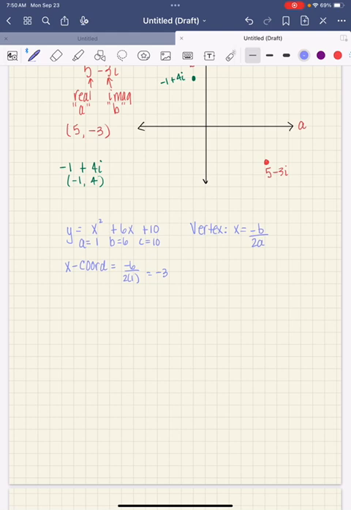All right, and then to find the y coordinate, I am going to plug in. That's going to be negative 3 squared plus 6 times negative 3 plus 10. So that's going to be 9 minus 18 plus 10, which is negative 9 plus 10, which I believe is 1. So the vertex of this parabola is negative 3, 1.